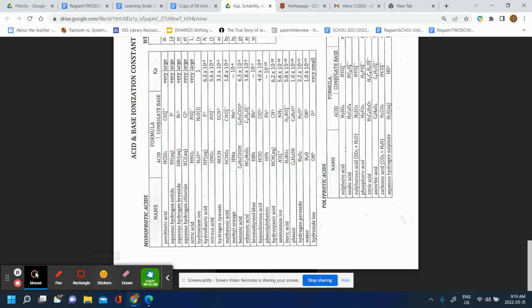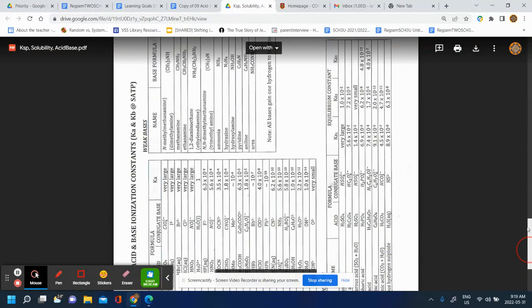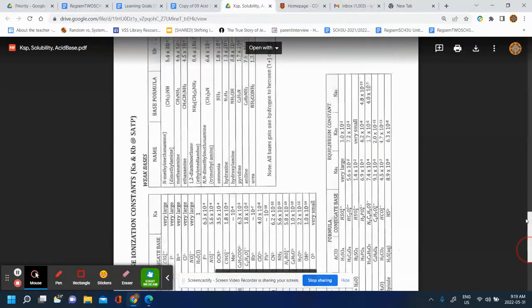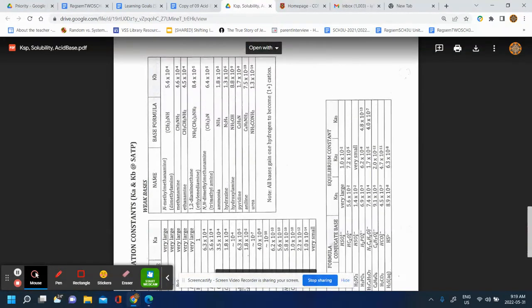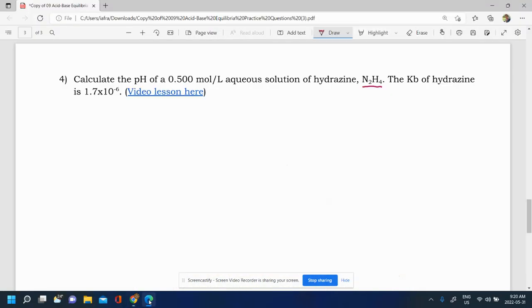We can go take a look at hydrazine over here in our table. So notice it's a weak base. If you weren't sure, you could just come and take a look. It's included in the weak base table. Here's hydrazine, N2H4. And we're given the Kb value over here of 1.7 times 10 to the power of negative 6. Sometimes you might have different values depending on the table, depending on the condition. So we're going to use what's given in the question.